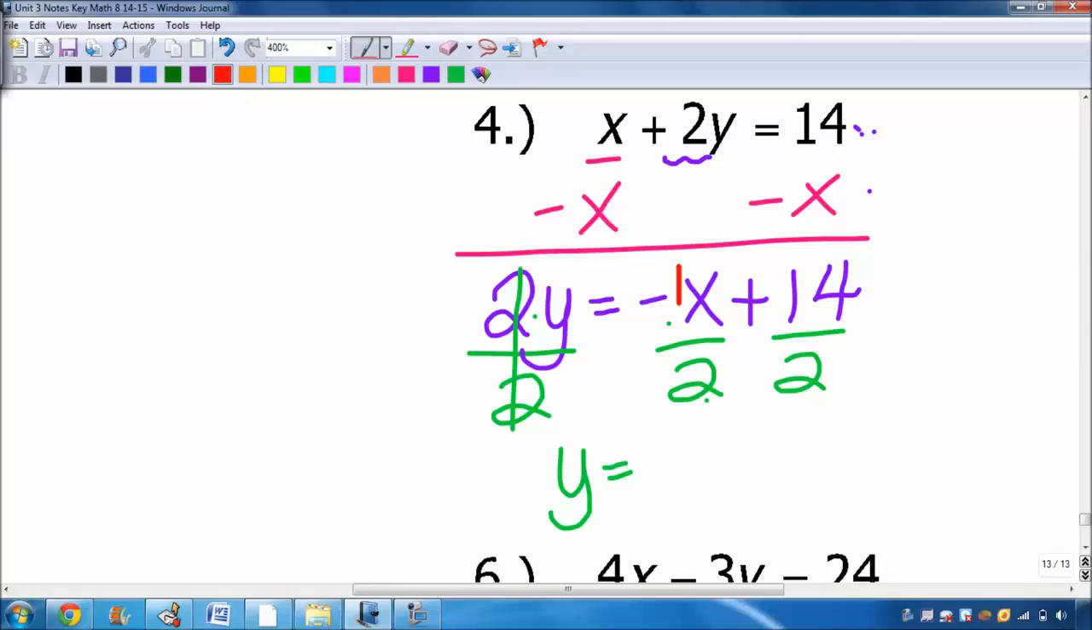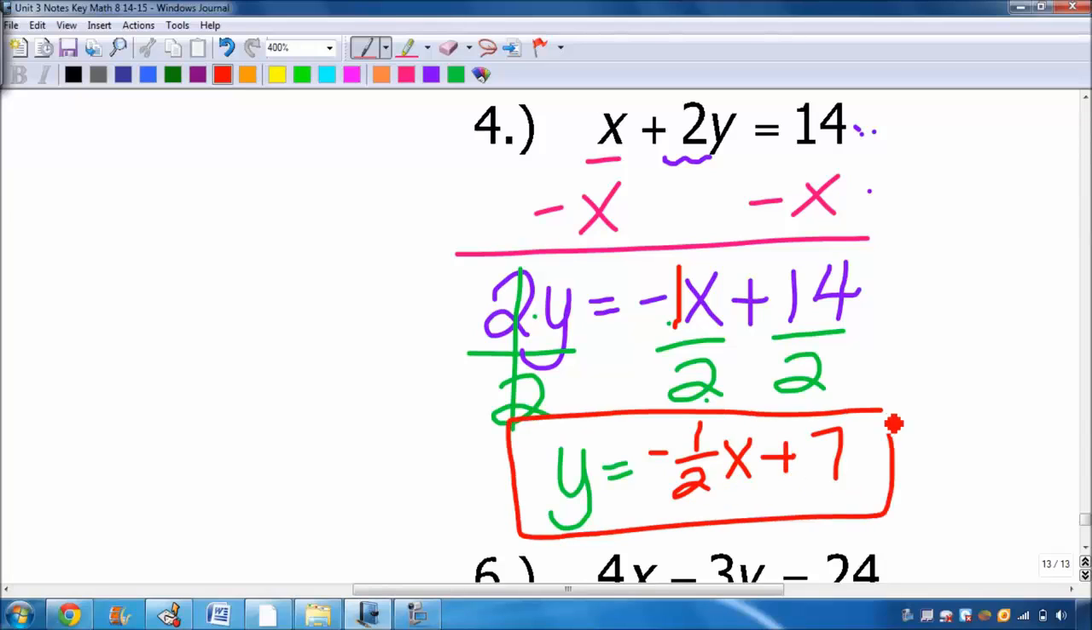But it has an invisible coefficient of 1. So it's negative 1 over 2. If you can't divide it out, leave it as a fraction. So it's negative 1/2 x, and then the rest is easy. 14 divided by 2 is just 7. If you did not understand question number 4, I want you to go back and rewind it and make sure that you really get questions like this.